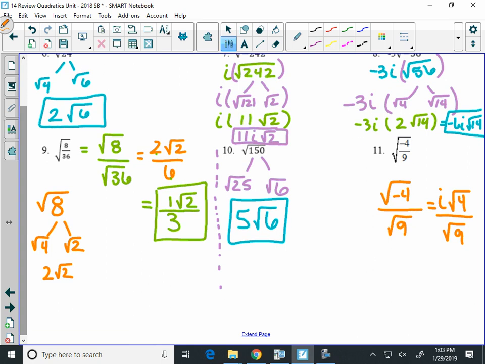Okay? Then simplify each radical. I notice in the top the square root of 4 is 2. Don't forget to tack on the i with the 2, and the square root of 9 is 3. Can't simplify 2 over 3, so we just leave it as 2/3 with the i, and we are done.